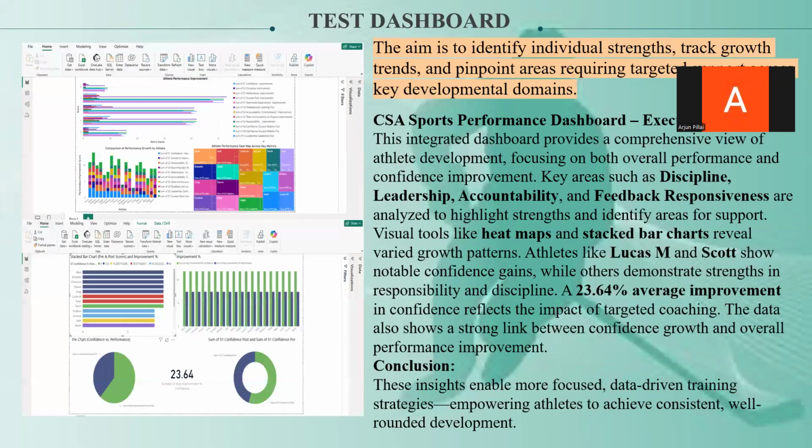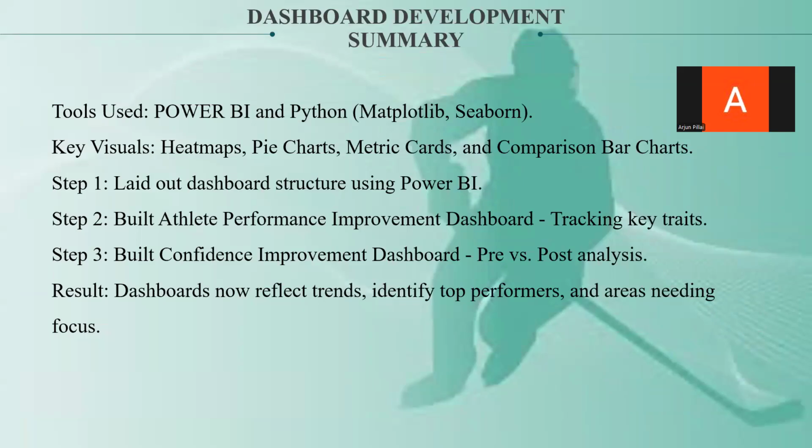Next slide, please. So next is the test dashboard, which represents an integrated sports performance dashboard designed to identify individual strengths, track growth trends, and highlight areas needing support. The dashboard shows a 23.64% average improvement in confidence, reflecting the positive impact of targeted coaching. Next slide, please. So next is the dashboard development summary. These are the three steps which we used, and the result is a set of dashboards that effectively track trends, highlight top performers, and pinpoint areas needing attention.